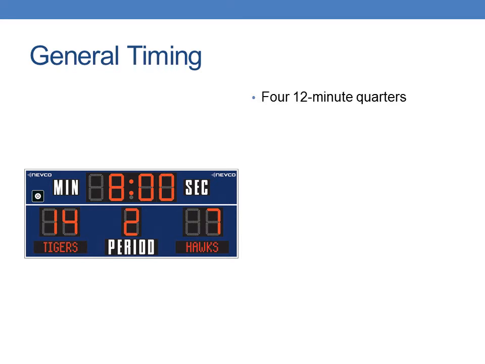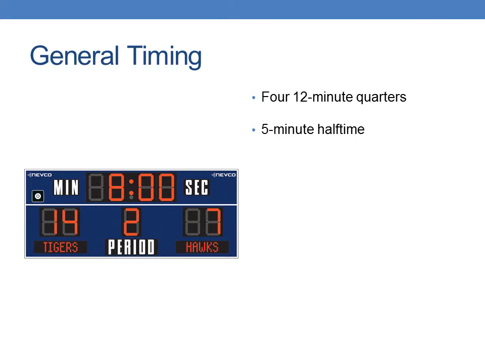First, we play 4 quarters. Each of those quarters is 12 minutes in length. Halftime is 5 minutes. It's important that we start the halftime clock as soon as the referee indicates the end of the second quarter. So as soon as that happens, back judge, go ahead and start your watch to time halftime.